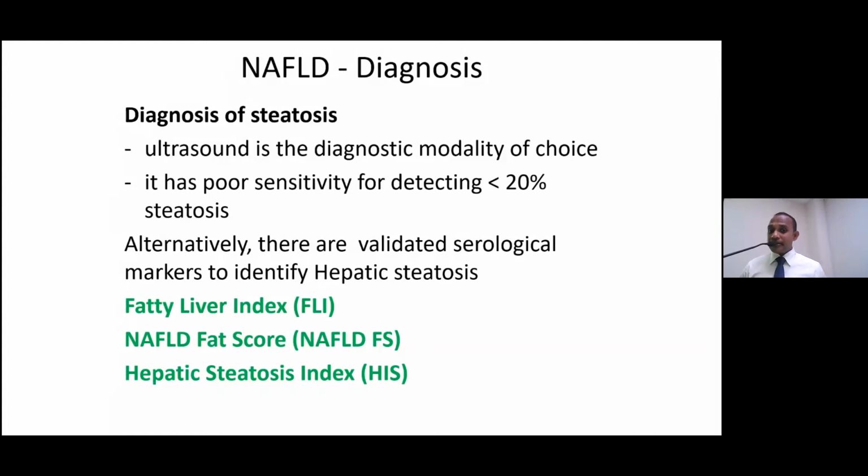Alternatively, there are certain other validated serological markers to identify hepatic steatosis. These things may be important, especially in areas where there is limited access to ultrasound, etc. So I'll be talking to you about a few validated serological markers to identify hepatic steatosis. One is the fatty liver index, then the NAFLD fat score, what we call NAFLD FS, and the hepatic steatosis index, HIS.